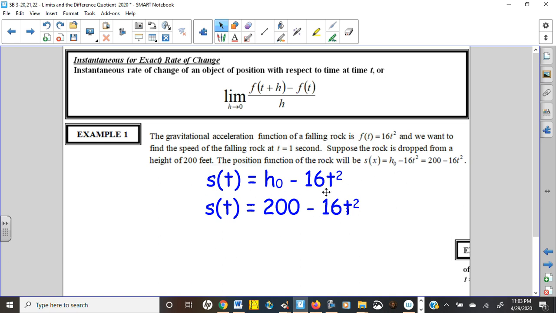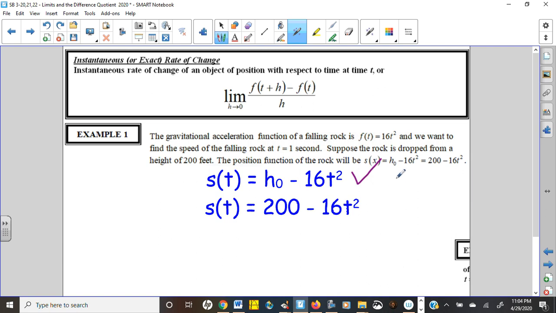And the reason I'm subtracting the 16t squared is simply because this rock is falling. If the rock was flying up into the air, we'd have an upward parabola and we'd have a positive t squared. But unfortunately, the rock is falling, and the parabola should be going down, right? That makes more sense for a falling item. So that's why we subtract it. That's why this formula works, okay?